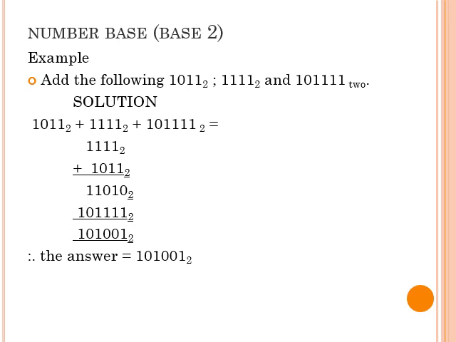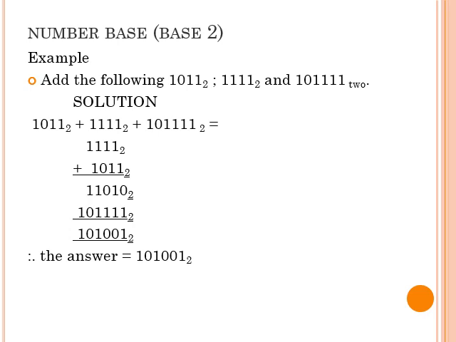1 plus, you write down the 1 and carry the other 1. 1 plus 0 is 1. Plus that 1 you carried is what? Is 10. So you write the 0 and carry 1. 1 plus 1 is 10. Plus that 1 that you carried is what? 11. Okay? So you write down what? The 11010 in base 2.